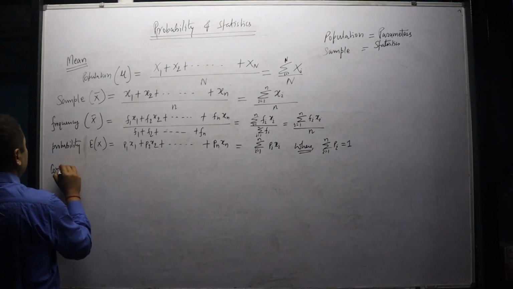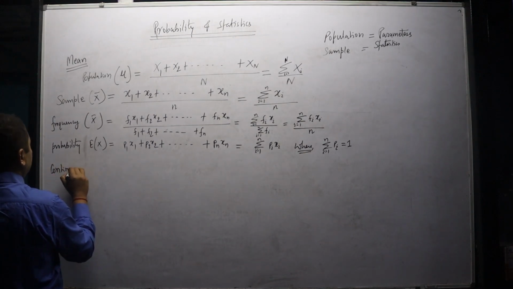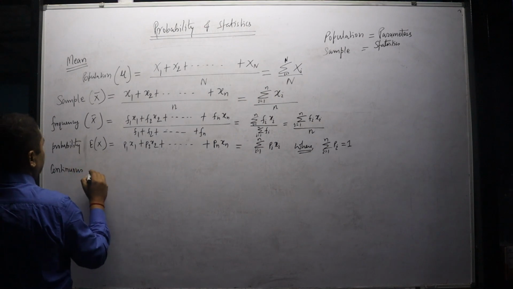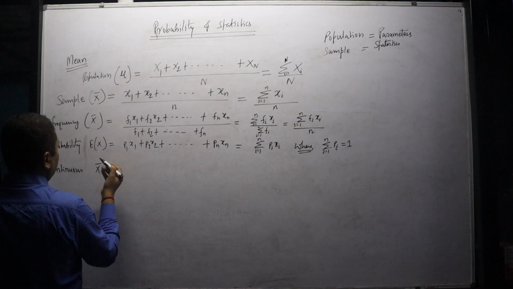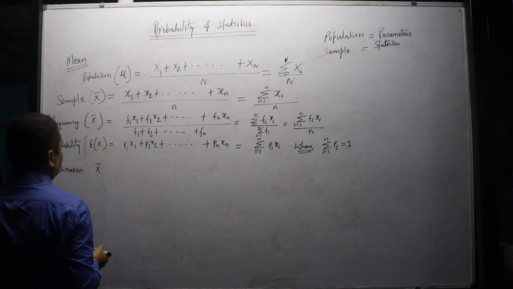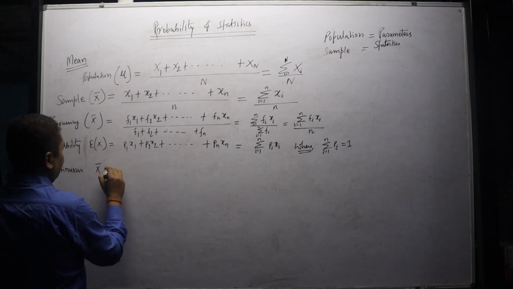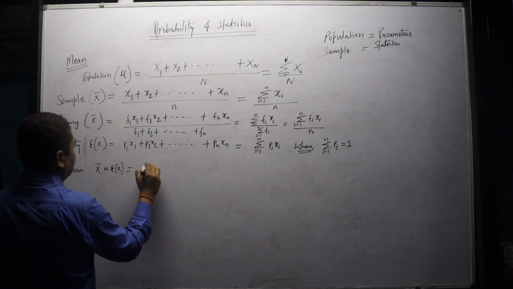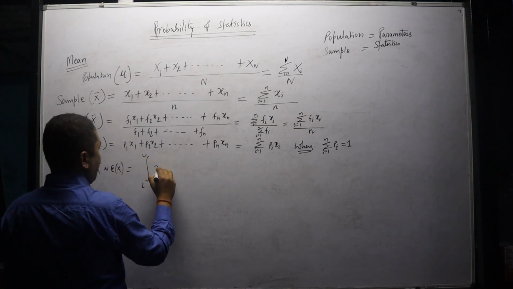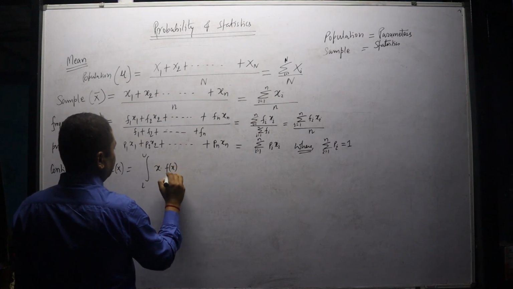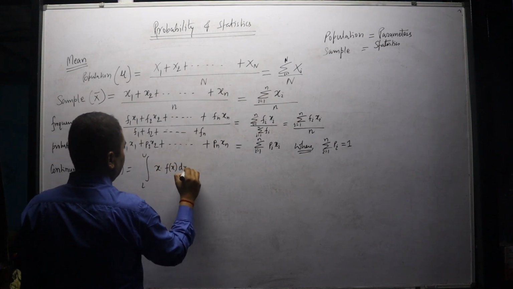So in case of continuous, again, let us write it as x bar, or we can write it as expected x as well, or we can write it as expectation of x. This is equals to, we integrate it from lower bound to upper bound, and then x times f of x, this gives us the probability and change of x.